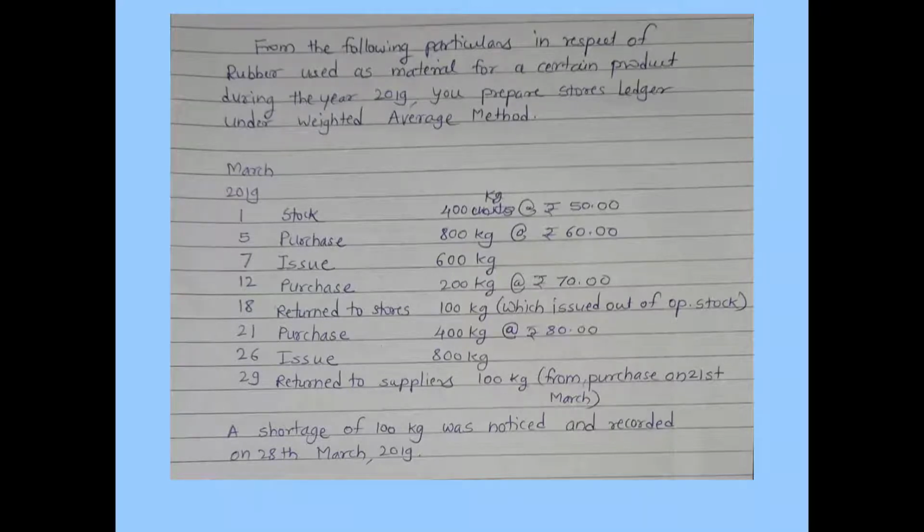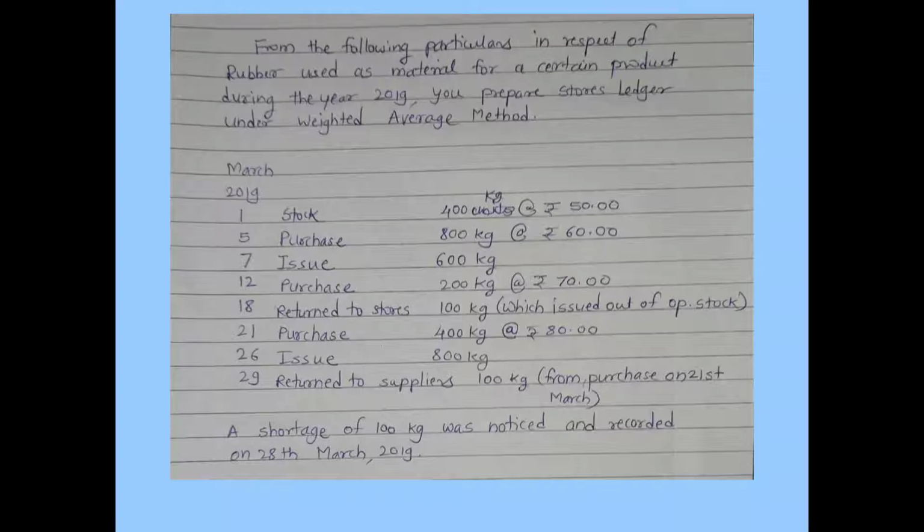29th March, return to suppliers. That means these goods are gone out to the suppliers. So we are going to show this transaction in the issue column. Although it is not an actual issue, it is a return to the suppliers, return to the creditors, we will show it in the column of issue. And this belongs to the purchase on 21st March, so we will write the rate of 21st March for these 100 kgs.